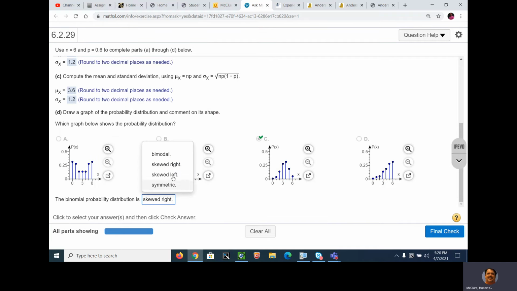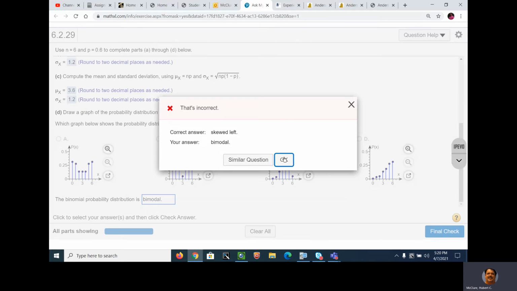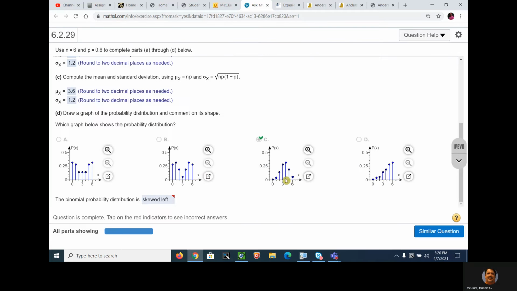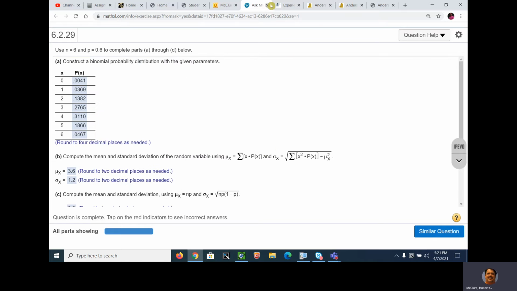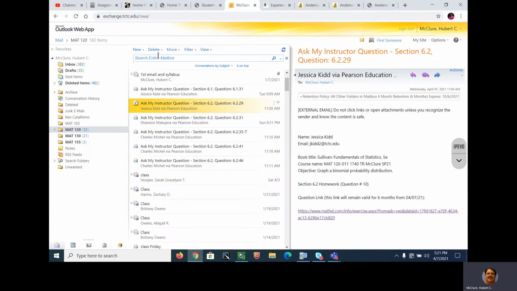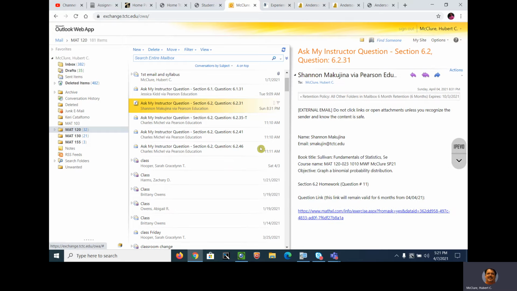Okay, then I don't know what it is. Bimodal, I don't know. It's skewed left. Oh, yeah, because most of the data is on the right. I'm sorry. I had it backwards. Good problem. A little bit too time consuming for a test question, but there's good test questions in it.